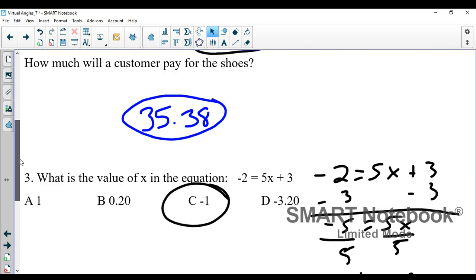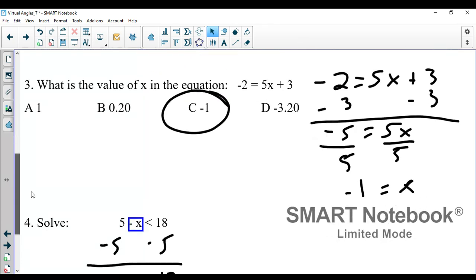Number three, what is the value of x in the equation? This is a pretty simple one. First thing we're going to do is take 3 away from both sides. That leaves us with negative 5 equals 5x. We'll divide each side by 5, and negative 5 divided by 5 is negative 1.